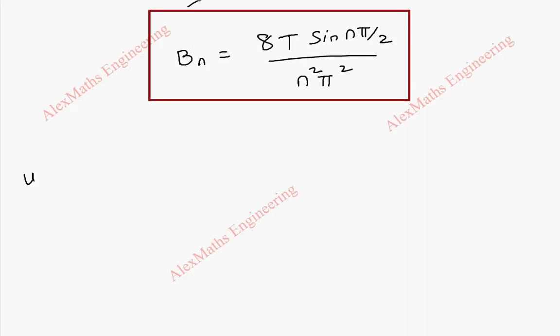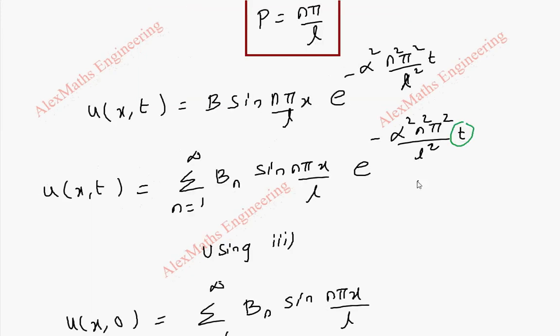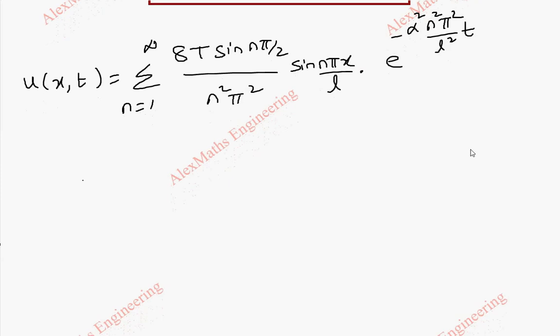So u of x comma t will be summation n from 1 to infinity Bn, which is 8t sine n pi by 2 by n square pi square. Then here we have the solution part. So we substituted the Bn. Then sine n pi x by L we have to write. So here it is sine n pi x by L. Then e power minus alpha square n square pi square by L square into t. And the constants can be taken outside the summation.